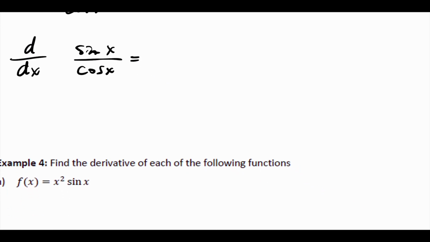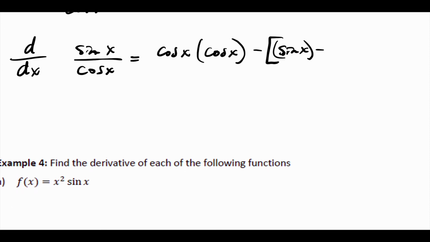Quotient rule says the bottom, low, so cosine, times the derivative of the top. What's the derivative of sine? Okay. Minus the top times the derivative of the bottom. What's the derivative of cosine? Negative sine. All over the bottom squared.